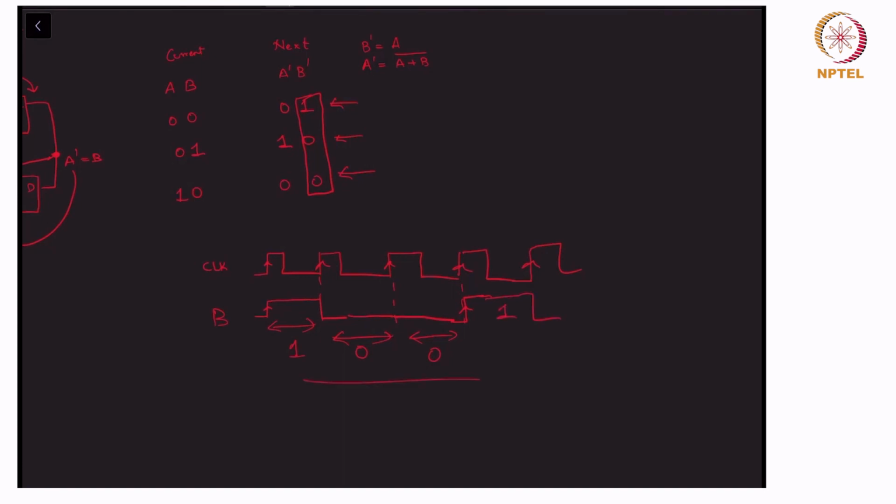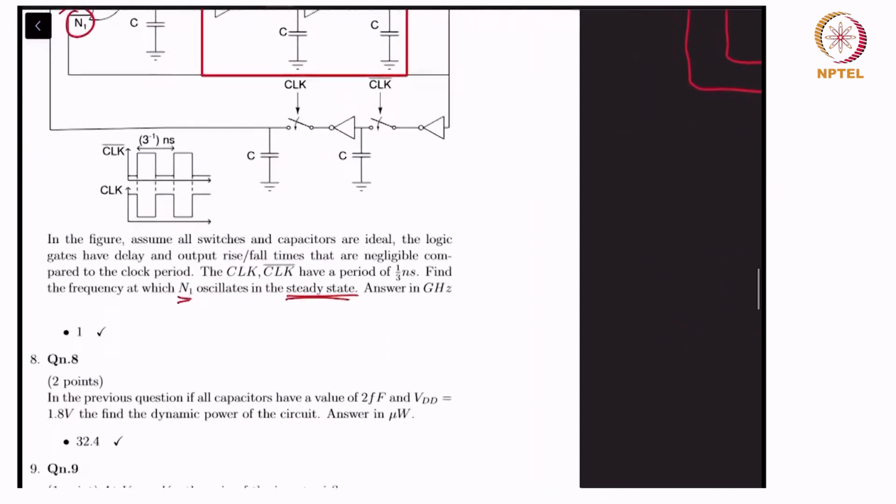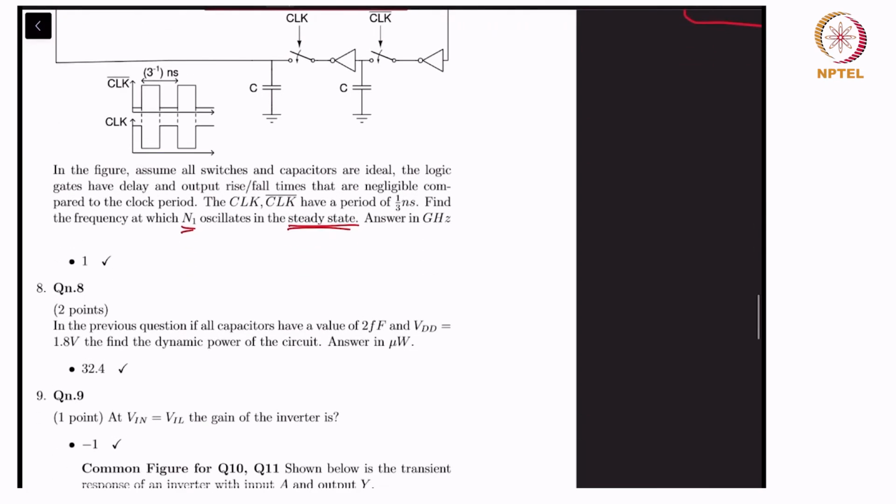So you can see that it has a period of 3 clock periods for one cycle of B. So T_N1 is equal to 3 times T_clock, which is equal to 3 into 1 by 3 nanoseconds, which is 1 nanosecond. Thus the frequency is 1 gigahertz, this is F_N1, and so the answer is 1.